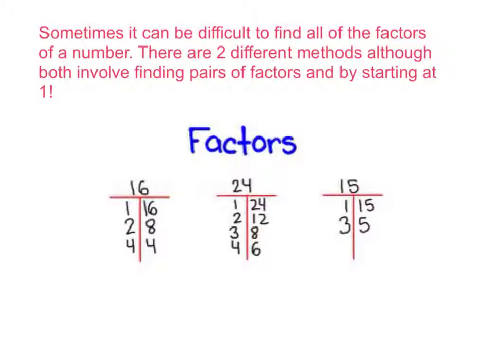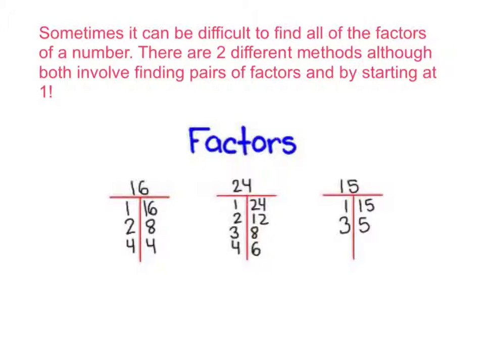Sometimes it can be difficult to find all of the factors of a number without missing any out. And there's two different methods, although both involve finding pairs of factors and starting at 1. The only difference is the way we set them out. So this first method below is what we call the T method.